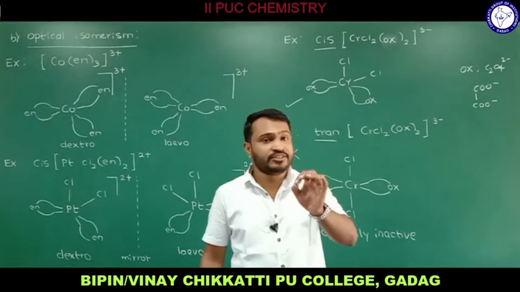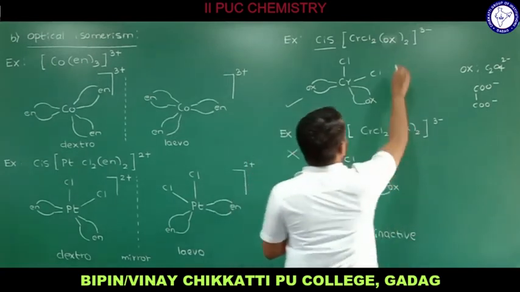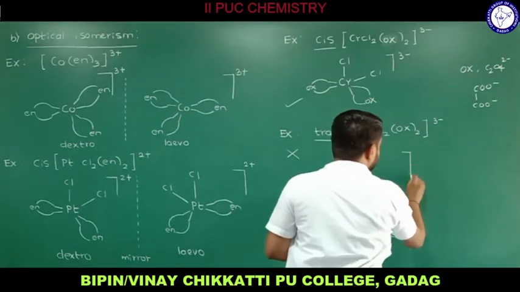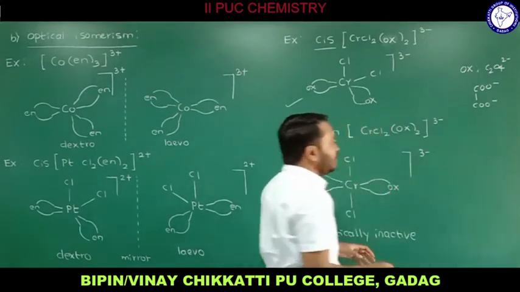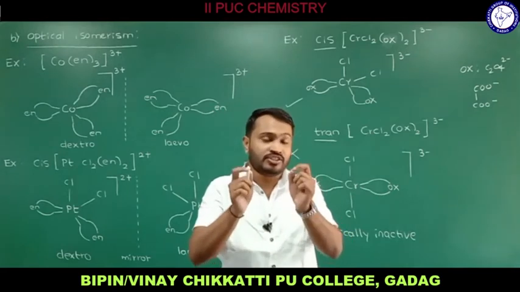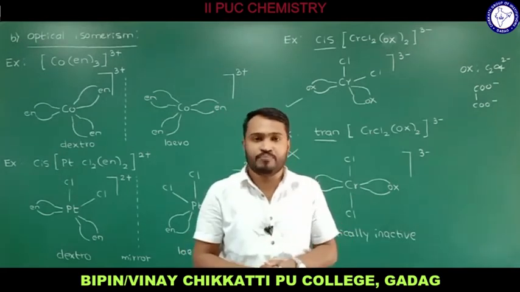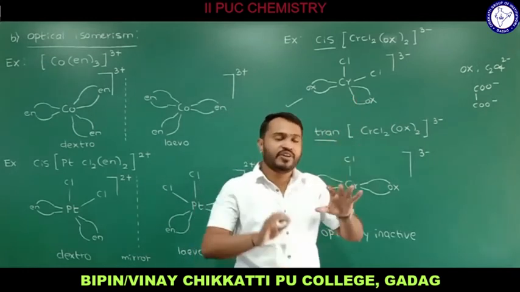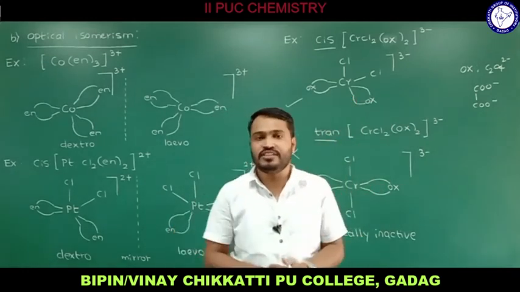The last example is a charged species, and you need to mention the charge, that is 3 minus over here, and that is also 3 minus over here, and I forgot to mention the charge. The charge is also a very important part, because the given complex is a charged species. If it is neutral, there is no need to mention the charge.